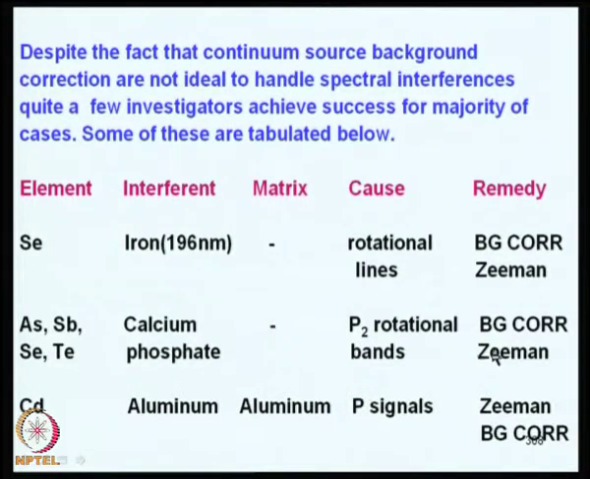That means we can conclude that it is something to do with the spectral interference. And cadmium, if you want to determine, again aluminum, and when the matrix itself is aluminum, you can see that P signals always cause the interference, and Zeeman is the more preferred one compared to normal background correction of deuterium.